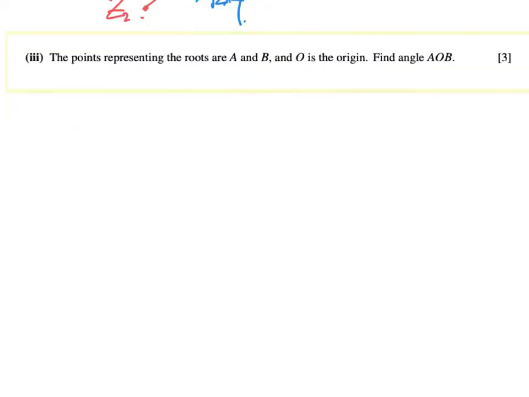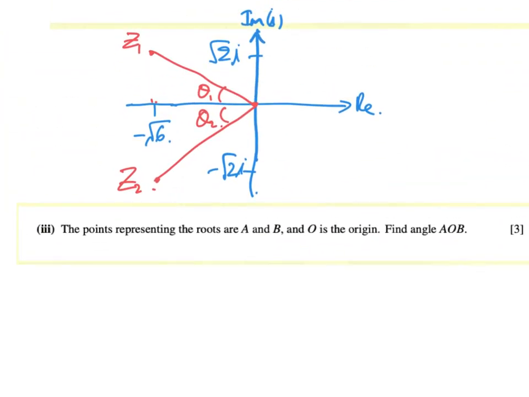Okay, in the next part, the points representing the roots are A and B, and O is the origin. Find the angle AOB. So basically these 3 points, I'm going to label as A, B and O, using a separate color. Find the angle subtended between these 3, which is AOB. So basically what they're looking for is the angle AOB, which is theta 1 plus theta 2.